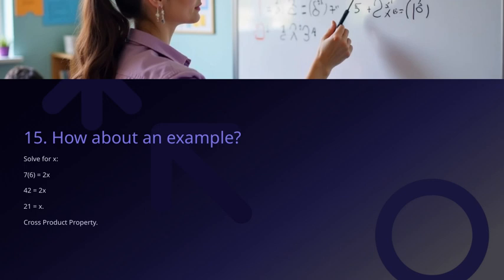This is a perfect example of the cross-product property, which is really useful when dealing with proportions or equations involving fractions. The key takeaway here is that whatever you do to one side of the equation, you must do to the other side to keep it balanced. In this case, dividing both sides by 2 allowed us to solve for x efficiently. This process highlights the importance of understanding the properties we can apply to simplify equations and find solutions.